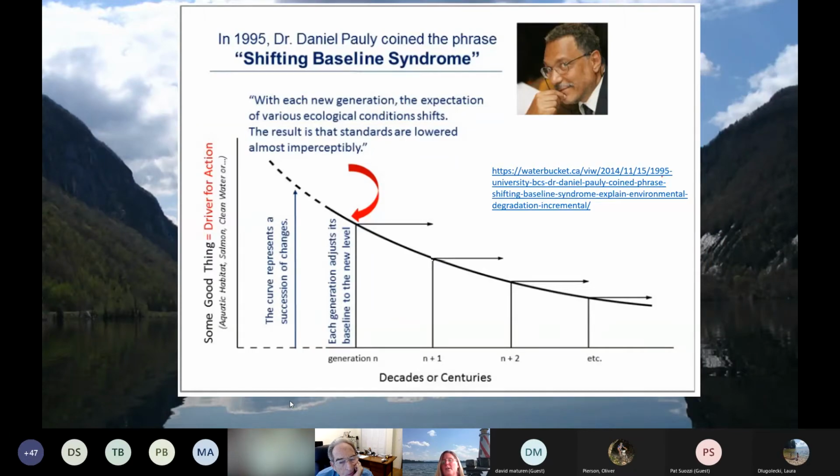Daniel Pauly coined the phrase shifting baseline syndrome, where he put some good thing on the y-axis, like water quality, and then time on the x-axis. Now, each generation comes in somewhere on the curve, and depending on where they come in, there begins their baseline for change. The result is that standards are lowered with every generation.